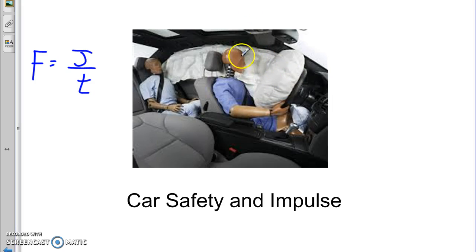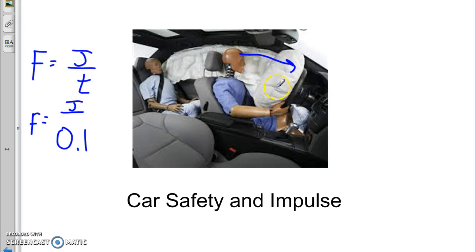If the airbag's not there, your head's going to come in and slam, and it's going to take a fraction of a second to stop. That fraction of a second is going to lead to huge amounts of force. Let's say it takes you 0.1 seconds to stop. So you're going to have some impulse divided by 0.1. That's going to be a lot of force, a pretty big force compared to an airbag. Now, airbags don't slow you that much, and it's still going to hurt. I think sometimes people think airbags are nice, big, fluffy pillows or something, but it's still going to hurt.